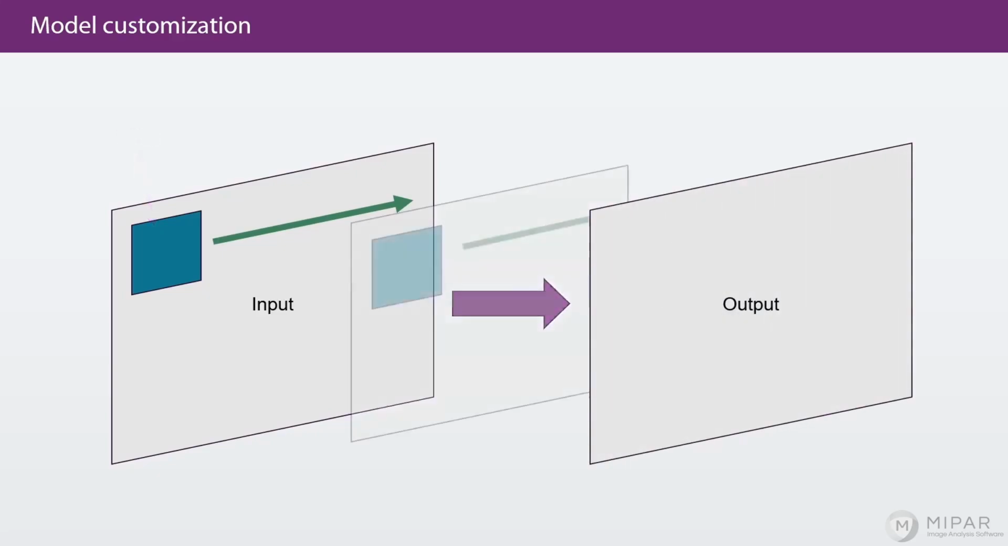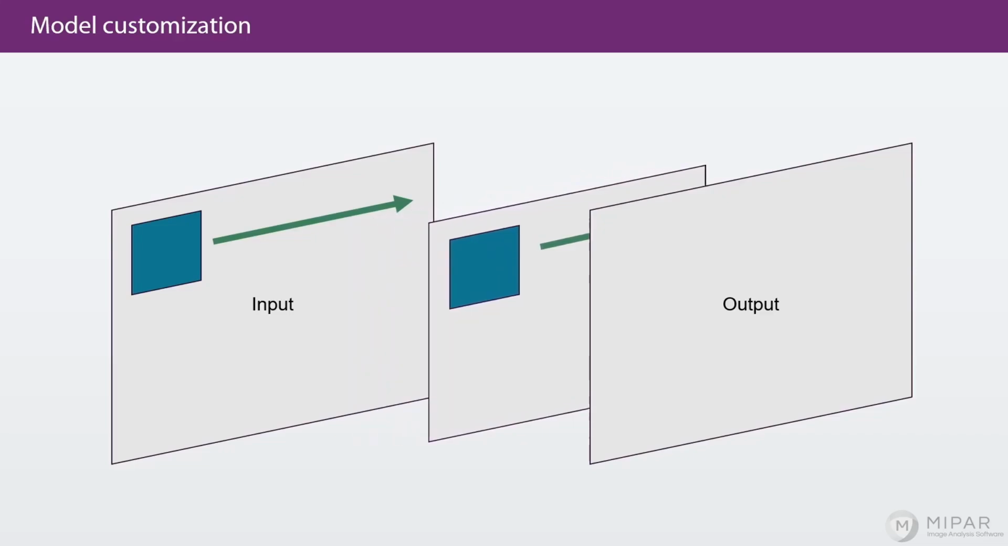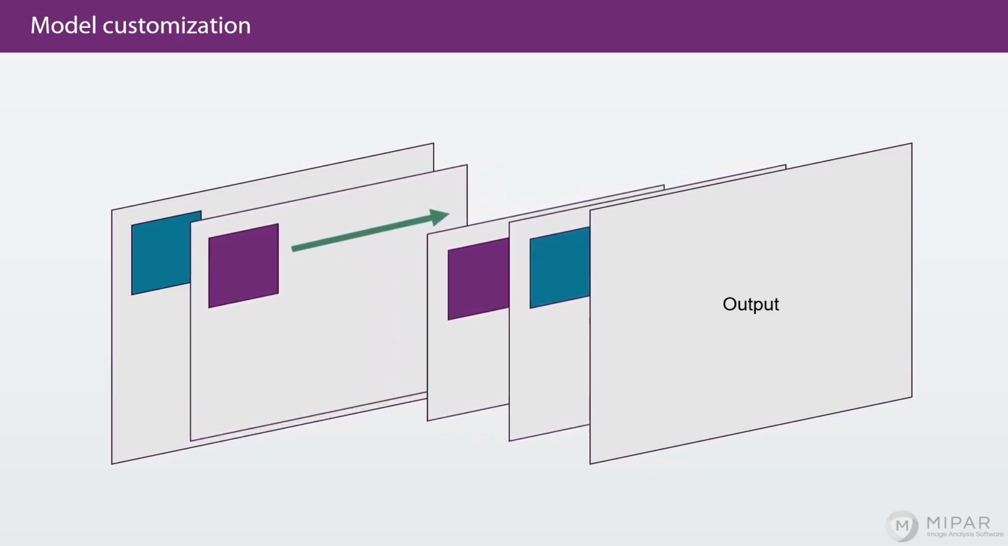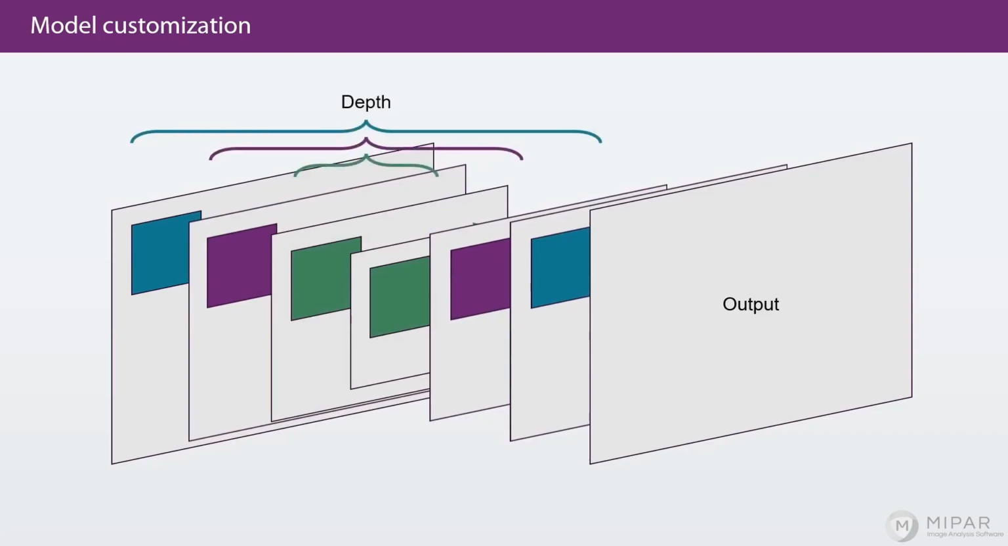Now, for technical reasons, these filters actually come in pairs that are applied sequentially. It's known as an encoder-decoder pair. And you can sandwich as many of these pairs of filters together as you'd like. The number of pairs you have is known as the model depth. And these are the new parameters that are available when building a deep learning model in MIPAR. You can adjust the filter size, and you can adjust the depth, the number of filter pairs.